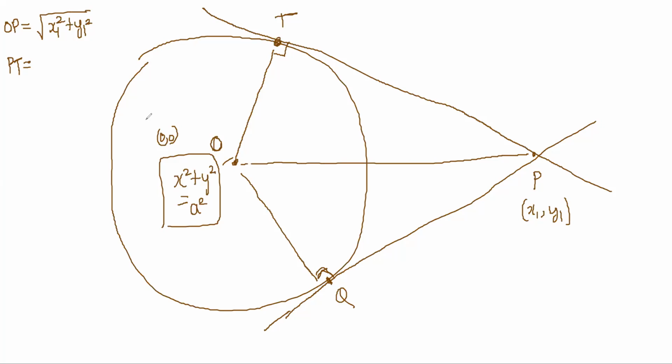PT would be equal to, this is radius A, right? And this is also radius A, right? So it will be OP square minus OT square, right? So it will be x1 square plus y1 square minus a square, correct? This is my PT, right? So OT, PT, OP, and obviously OT is equal to A, right? Now notice that my chord of contact here is this line.